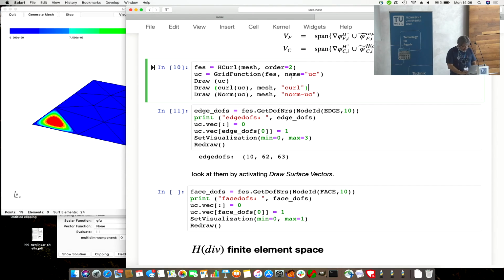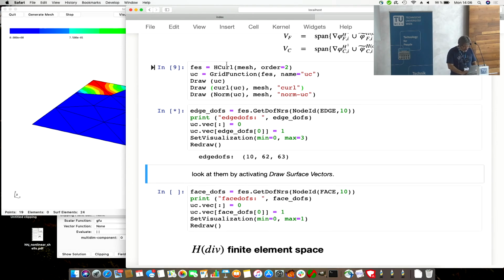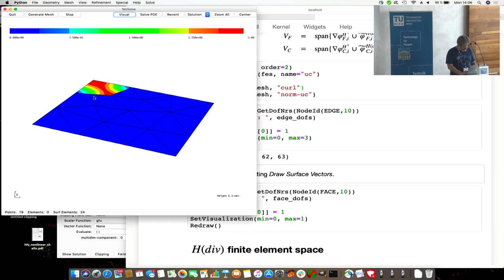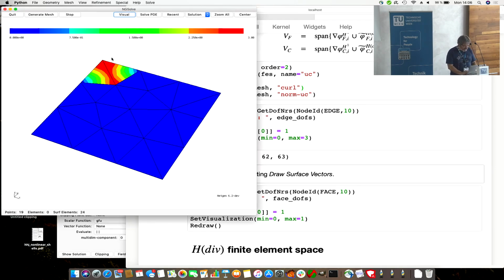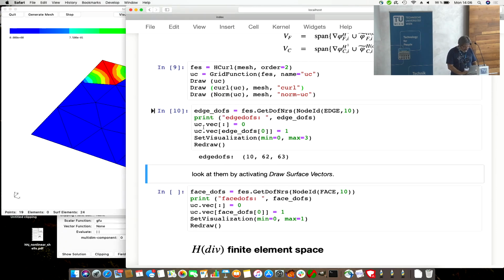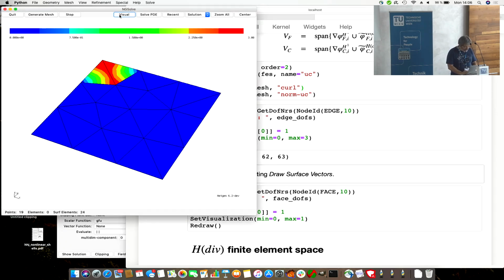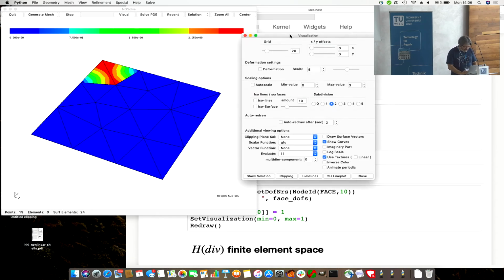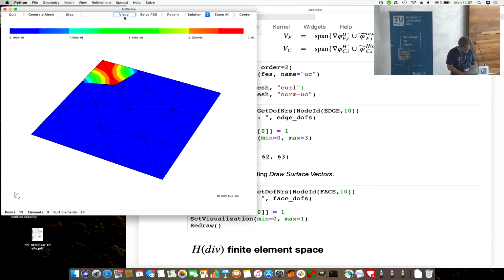Okay, declare an H-curl space, order 2. Okay, the edge DOFs of edge number 10 again. The first degree of freedom on this edge. This edge has degrees of freedom number 10, 62, 63. Okay, this is now the basis function for the edge. And indeed, we are looking at the absolute value of the basis function. It looks better if we look at the, oops, I have to close and open it again.